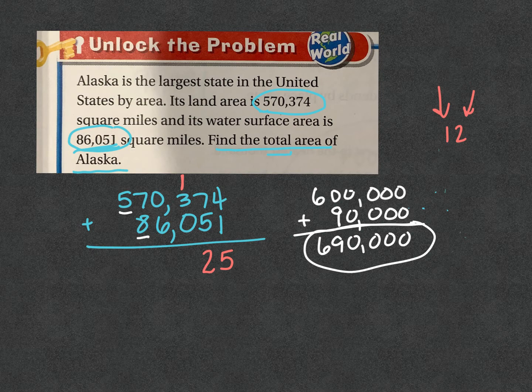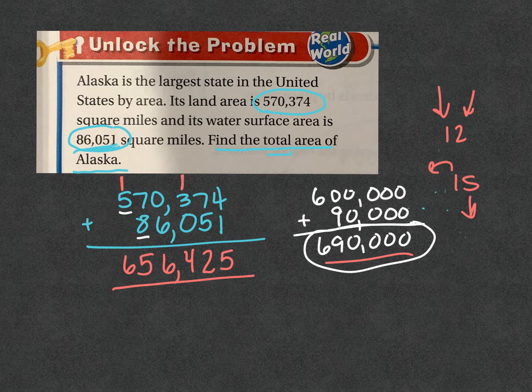Now I look to the next column, the hundreds column. 1 plus 3 plus 0 is 4. Then 0 plus 6 is 6. 7 plus 8, that's 15. So 15 is like this. I'll put the 1 carried over and the 5 straight down. 1 carries over, 5 straight down. And then 1 plus 5 is 6. My answer is 656,425. Not too far off from 690,000. So my answer is reasonable.